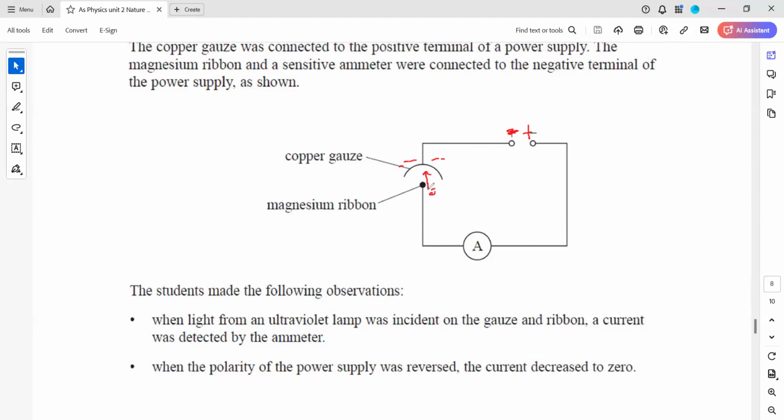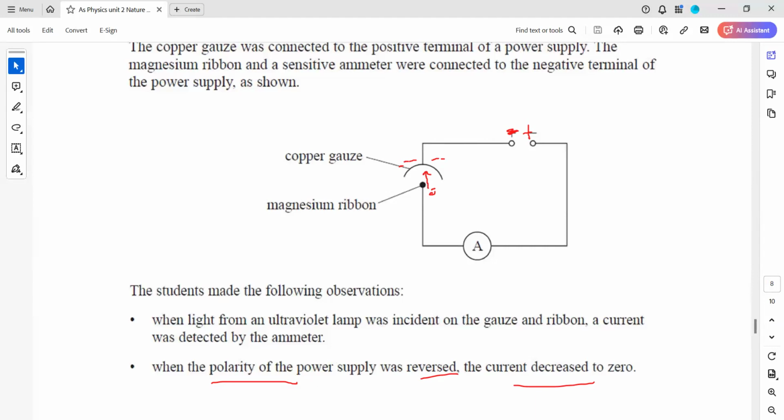So the electrons are actually moving from magnesium to copper rather than copper to magnesium, because these photoelectrons are being stopped by the negative terminal. When the polarity is reversed, the current decreases to zero, meaning the copper is negative now. Like charges repel each other. As a result, no current is there.